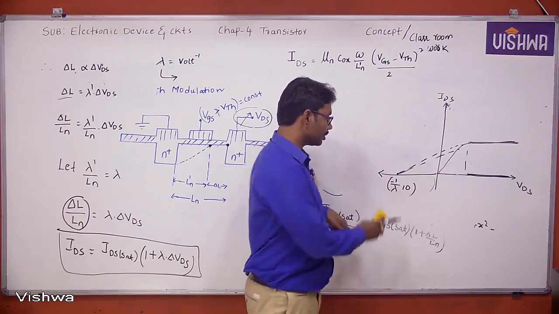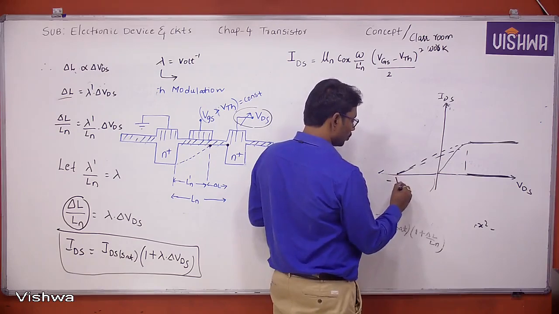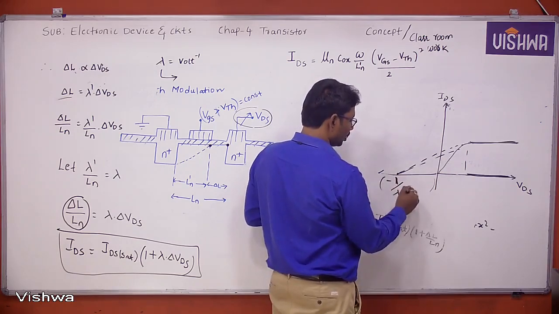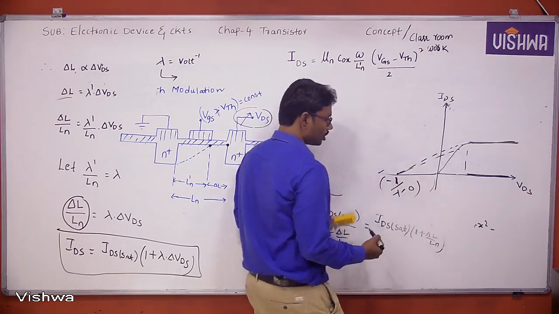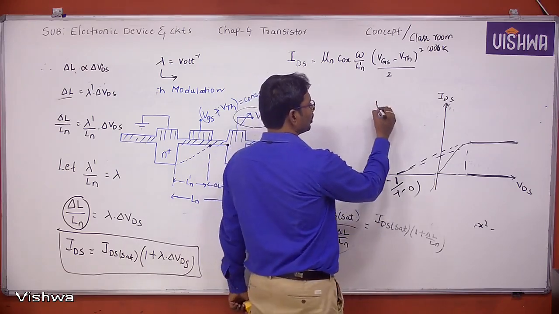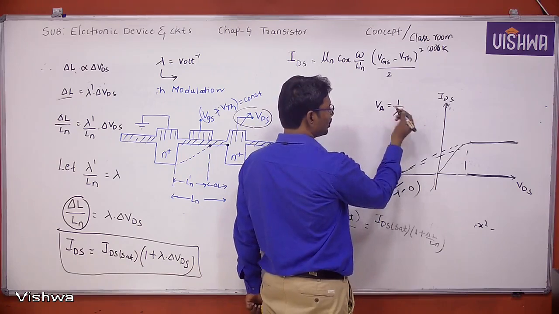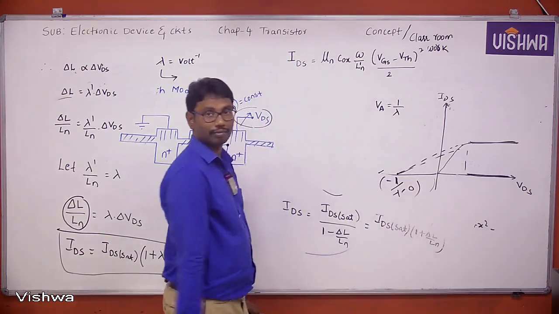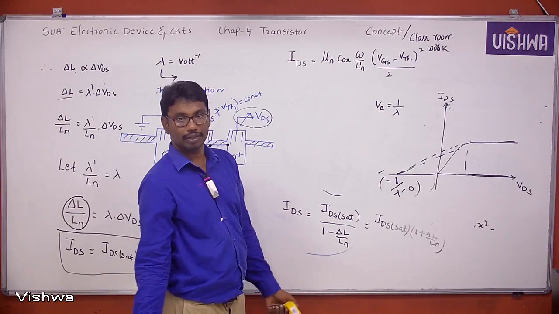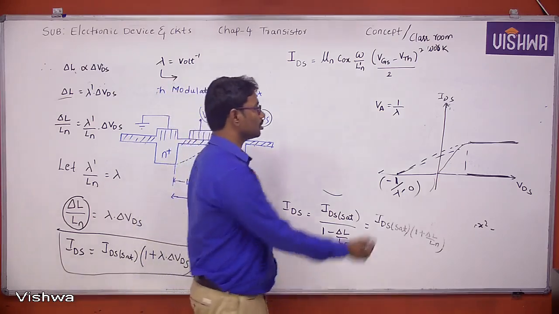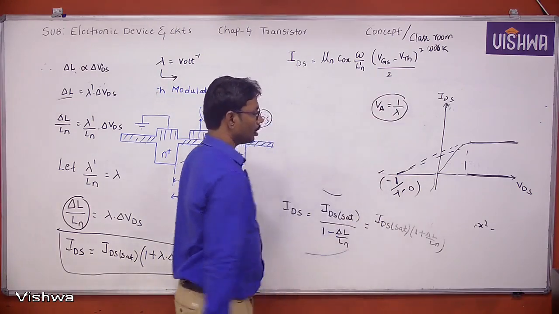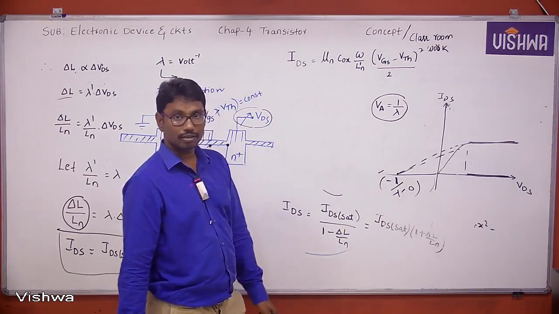That is simply minus 1 by lambda comma 0. You know, sometimes they are giving early voltage in problems. Early voltage V early is nothing but simply 1 by lambda in problems. Okay, copy our output characteristics.